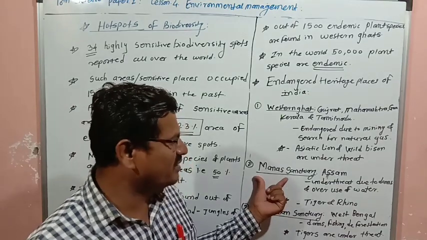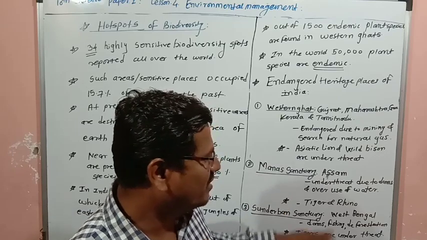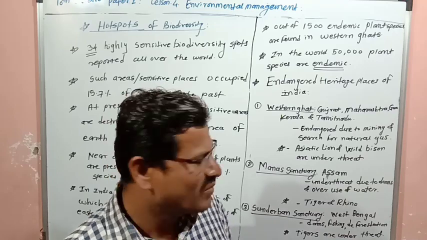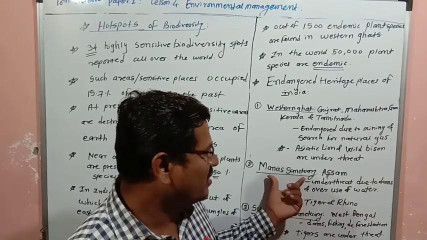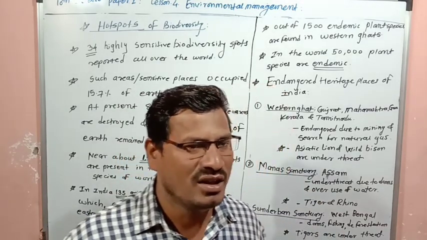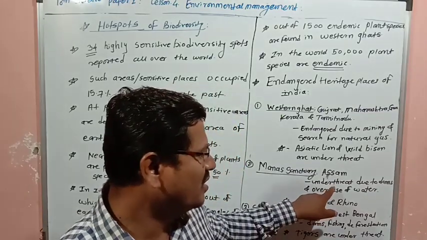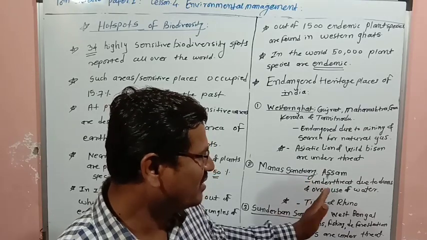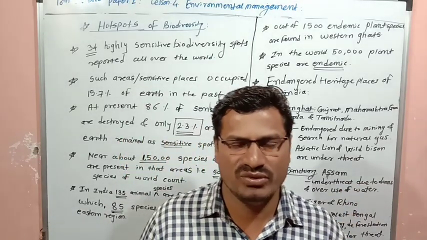The second place is the Manas Sanctuary. Where is this Manas Sanctuary present? Manas Sanctuary is present in Assam, and what are the conditions there, and due to what have those animals come into danger? The conditions are these: species, plants and animals are in danger due to dams and overuse of water, excessive use of water.